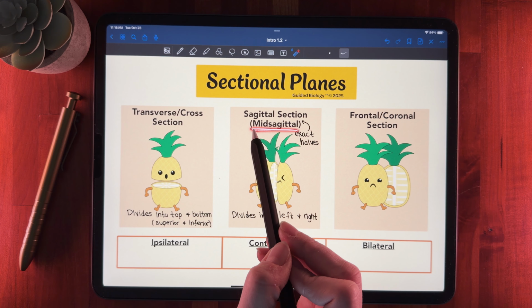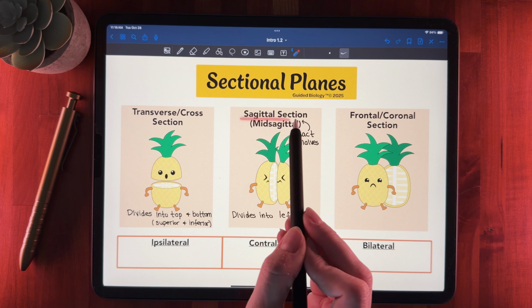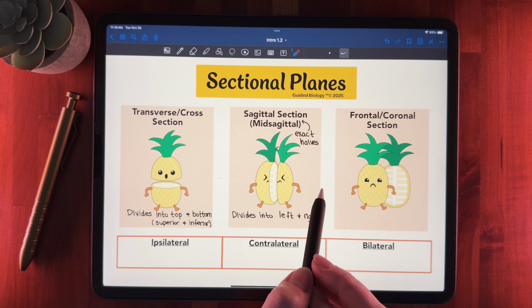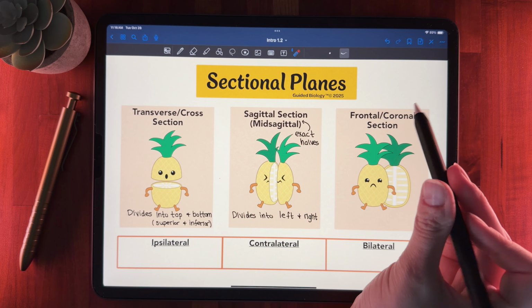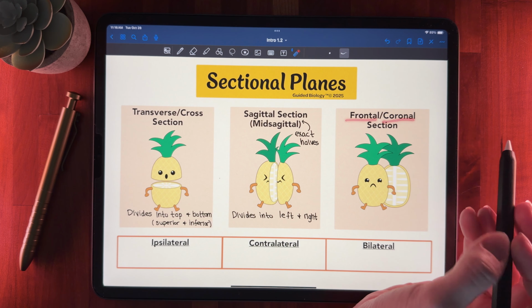So that would be a sagittal section that is not down midline. You usually just say sagittal section, and if you're being more specific, mid-sagittal is right down midline. Our next sectional term here is going to be a frontal or coronal section.